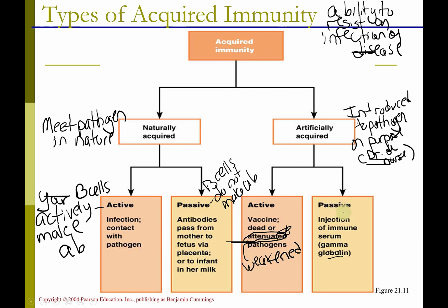And an example would be snake venom, or botulism from the Clostridium botulinum bacteria. You can't wait for your body to kick in antibodies. You'll be dead by then. So they actually inject you with the antibodies. RhoGAM, if you remember the chapter on blood, RhoGAM is the antibodies against the Rh factor, and that's injected into moms. So that would be another example.